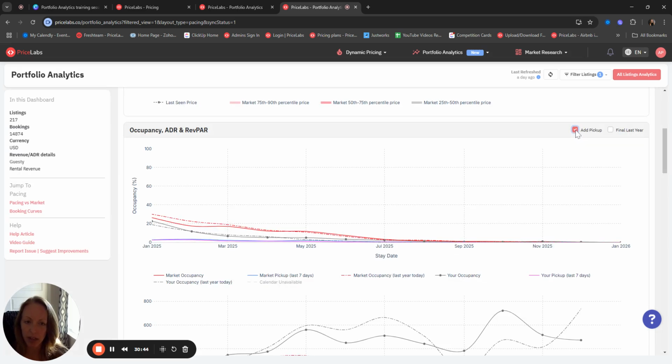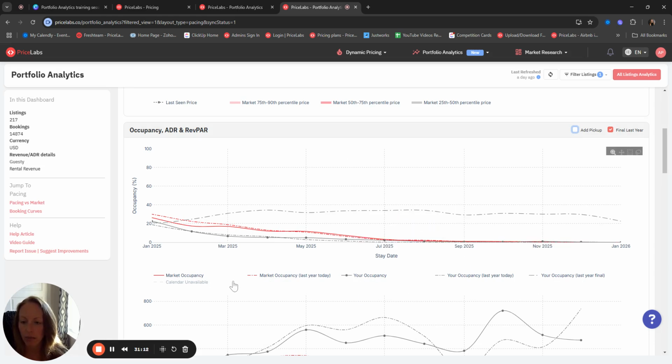You can add pickup. It'll explain to you right here, there's two lines. The blue line is the market pickup in the last 7 days. The pink line is your pickup in the last 7 days. And then you can even see final last year, both for your data. I'm going to remove those. Both for your data, last year final, slightly different line here in gray, so you can compare how that is measuring up to your data.